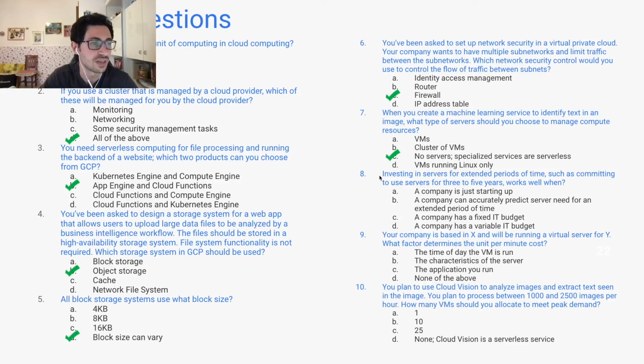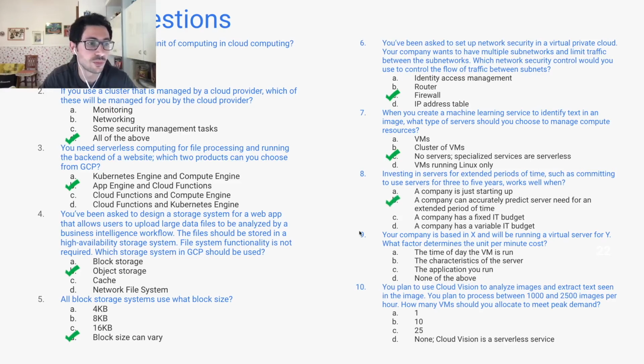8. Investing in servers for extended period of time, such as committing to use servers for 3 to 5 years, works well when a company is just starting up. I would say absolutely not, right? A company can accurately predict server need for an extended period of time. Yes. The budget, even if either fixed or variable, doesn't have any validity, so it's B.